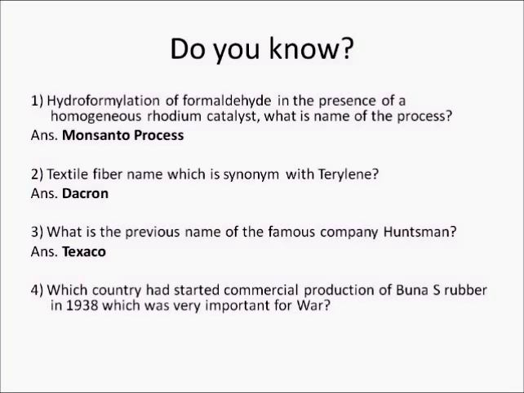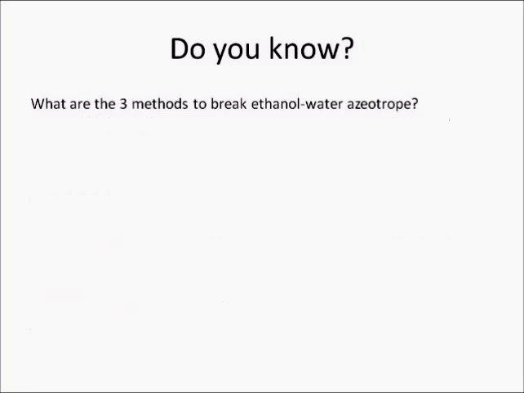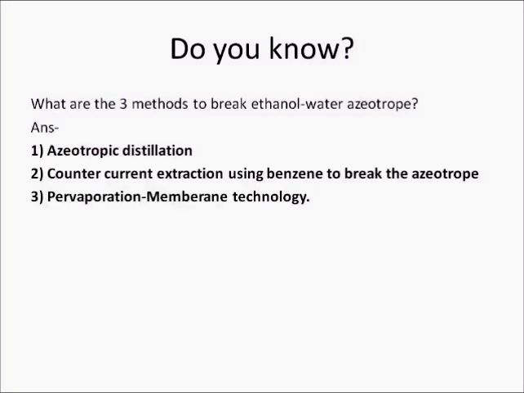Which country had started commercial production of Buna S rubber in 1938, which was very important for war? The answer is Germany. Do you know the three methods to break ethanol water azeotrope? They are: azeotropic distillation, counter-current extraction using benzene to break the azeotrope, pervaporation membrane technology. So, did you know all these?